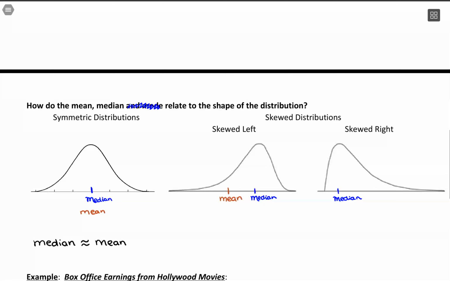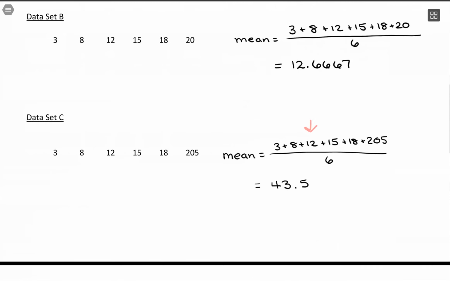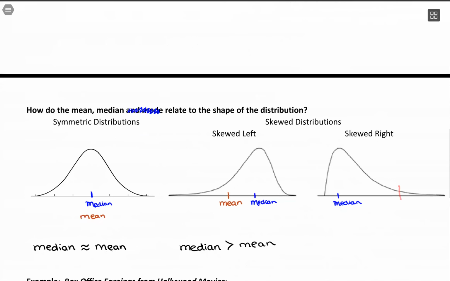So with the skewed left distribution, comparing the median and mean, the median's going to be larger than the mean for a skewed left distribution. Then similarly with skewed right, which is what happened with dataset C, we could see how it was pulled to a much larger value because of that outlier on the right-hand side. And when we have a skewed right distribution, we have these large values off to the right. So that mean is going to get pulled to the right-hand side. So our mean might be somewhere out there. So if we compare the median and mean, the median's going to be smaller than the mean.